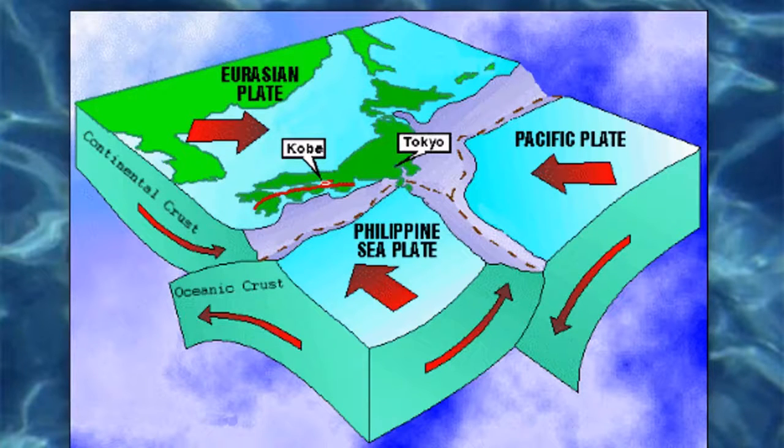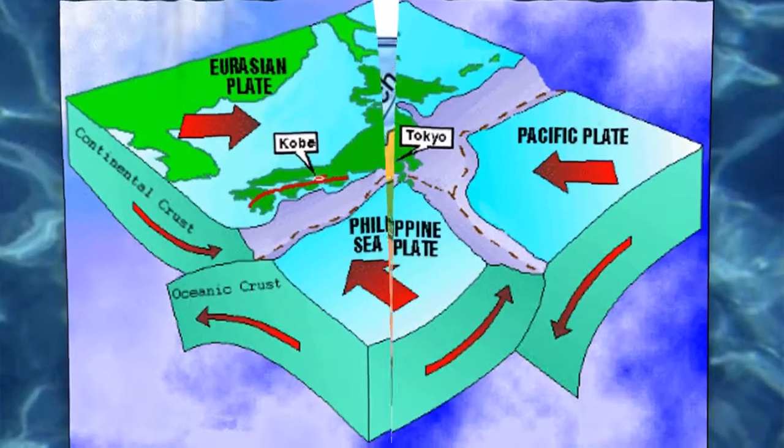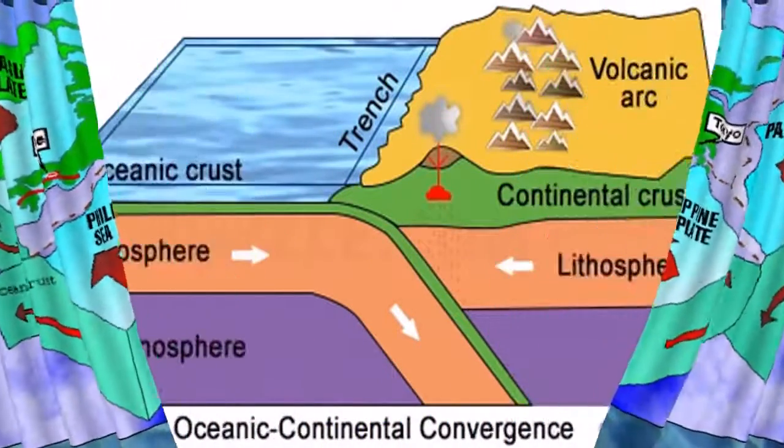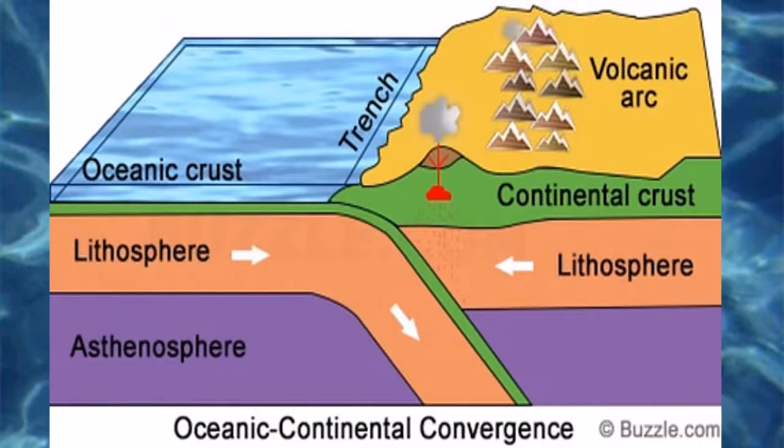When subduction occurs, a chain of volcanoes often develops near the convergent plate boundary. One such chain of volcanoes can be found on the western coast of the United States, spanning across the states of California, Oregon, and Washington.